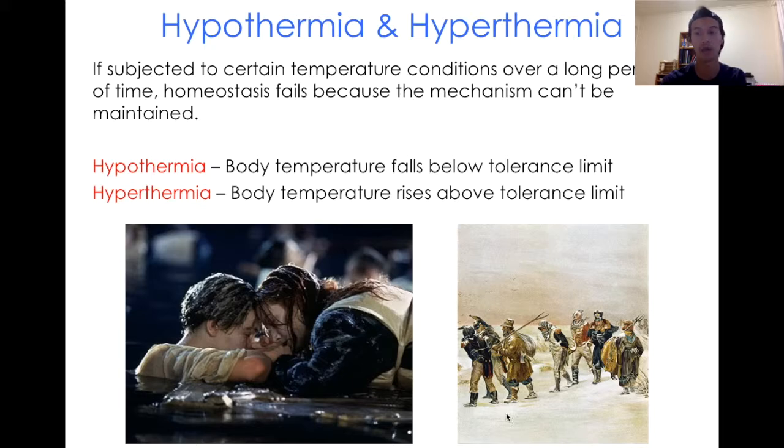Another good example: hypothermia is a really big killer on a lot of snow expeditions and ice expeditions as well, because over a long period of time in the snow or the ice, homeostasis fails, the body falls below the limit, and then the person or the organism or the dog dies as a result. Okay.